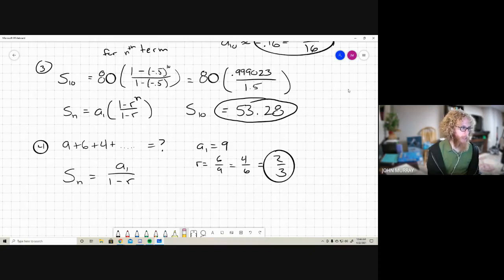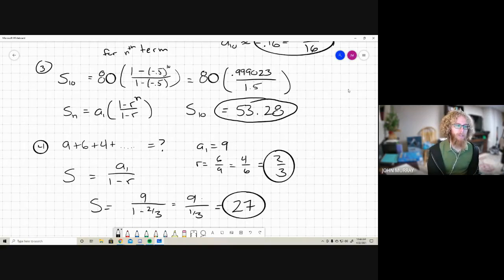I forgot, I don't need the n here because it's not that. So our sum is going to be 9 over 1 minus 2/3, which is 9 over 1/3. So if I added up all these numbers and it goes on infinitely, I'm going to get 27. So the answer to that one is 27. Any questions?